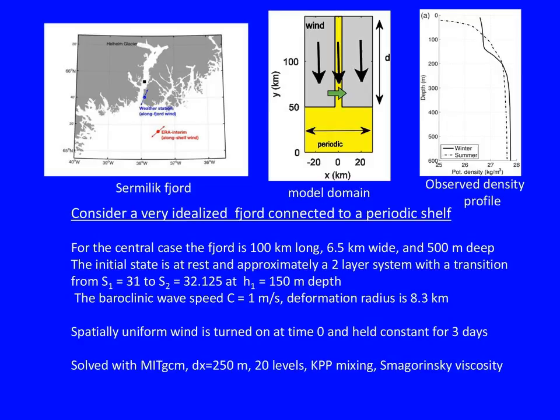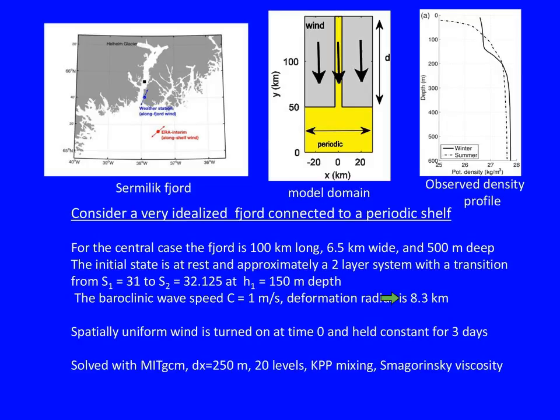So my model that I'm going to talk about the most is a 100-kilometer long fjord. It's 6.5 kilometers wide, 500 meters deep. There's a 2-layer system that has a transition at 150 meters. The stratification is such that the gravity wave speed is just about 1 meter per second, and the deformation radius is about 8 kilometers. So these parameters are roughly in accord with Surmillik Fjord.